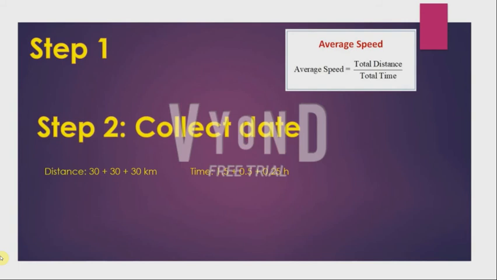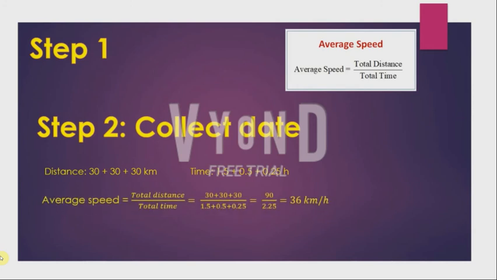And we agreed that we have 4 segments. Each segment is covering 30 kilometers, so we have 30 kilometers and 30 kilometers and 30 kilometers. These are the distances given to us in the mathematical problem. The first 30 kilometers was covered in 1.5 hours. The second 30 kilometers was covered in 0.5 hours, and the last 30 kilometers was covered in 0.25 hours.